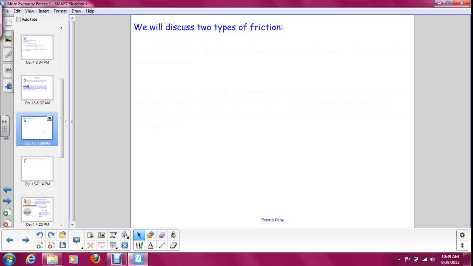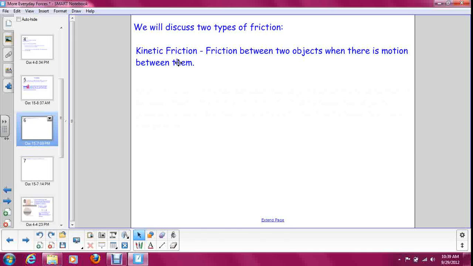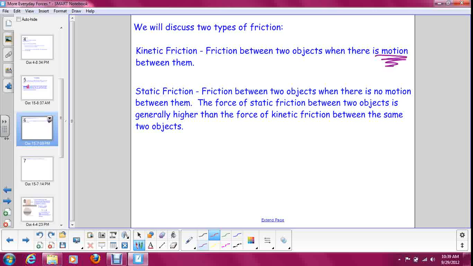There are two different kinds of friction we'll talk about in this class. Technically there are three kinds, but we're really only going to focus on two. Kinetic friction is friction between two objects when there is motion between them. So when something is moving relative to the other. And the other one is static friction. And this is friction between two objects when there is no motion between them. So the force of static friction between two objects is generally higher than the force of kinetic friction between the same two objects. And this is because static friction is what keeps an object from moving initially.